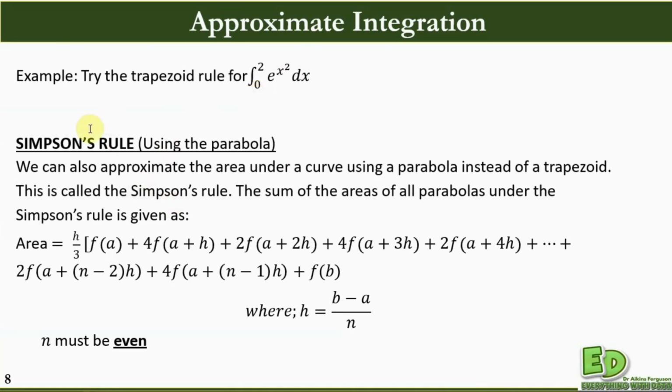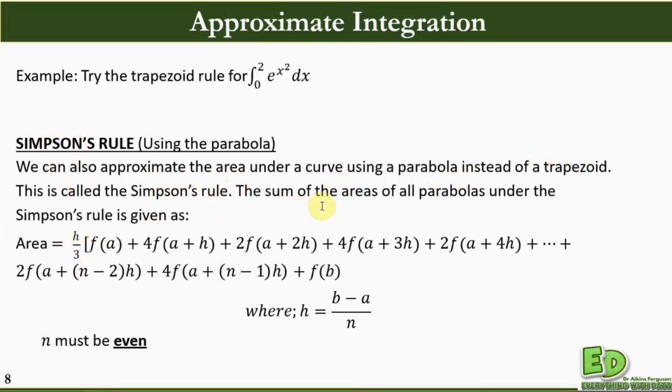Looking at the other one, where we have Simpson's rule, here we are fitting parabolas under a curve. With Simpson's rule, we need 3 points. Remember, trapezium is 2 points. Here we are fitting parabolas under a curve, so we need 3 points. That's why it is h over 3, the distance between the vertical lines, or the width, divided by 3. So we can also approximate the area under a curve using a parabola instead of the trapezium. This is called Simpson's rule.